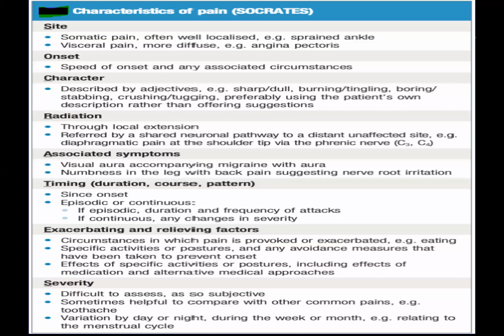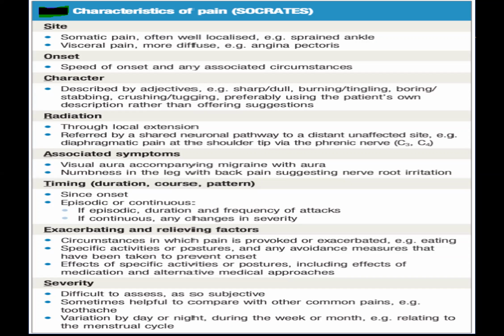So in more detail about these characteristics of pain, by site, sometimes we have somatic pain that is often well localized. Example, when you have a sprained ankle. Visceral pain is more diffuse. Example, angina pectoris. And this is related to the distribution of the nerve supply of the heart and the viscera. So the pain may be diffused throughout the chest, although the typical pain is retrosternal chest pain, but sometimes the pain may be diffuse.